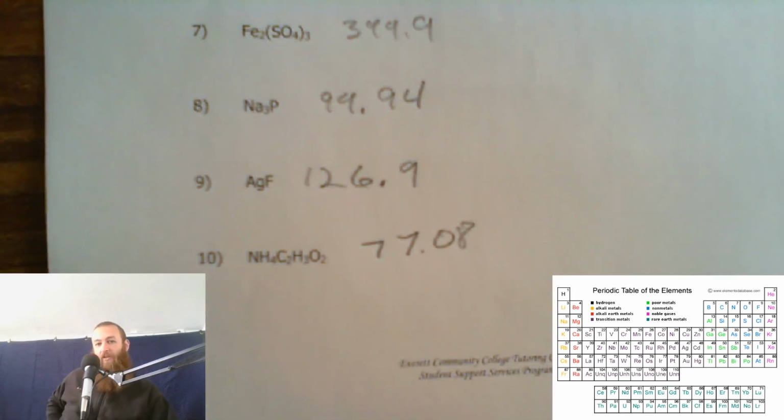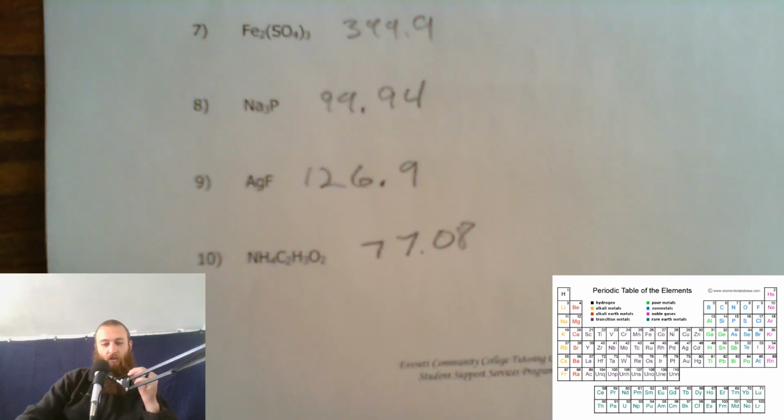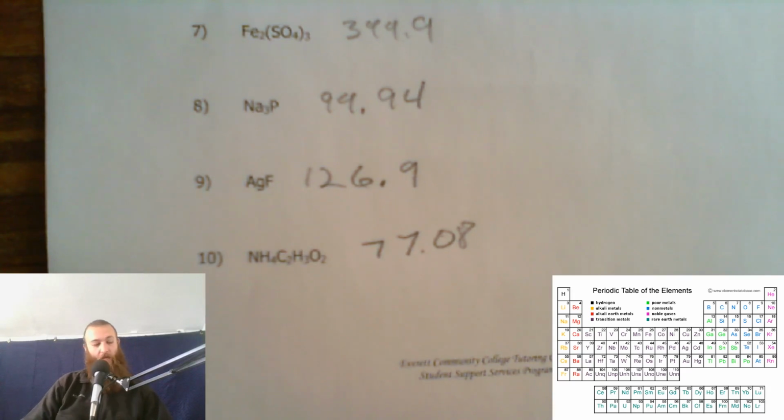You're not going to be rounding, okay, especially on the quiz and the test. I might round during the instruction to kind of speed things up, but all you're doing is you're getting the information from the periodic table and you're adding them up. You have to account for every atom. Okay, so I hope that makes sense.